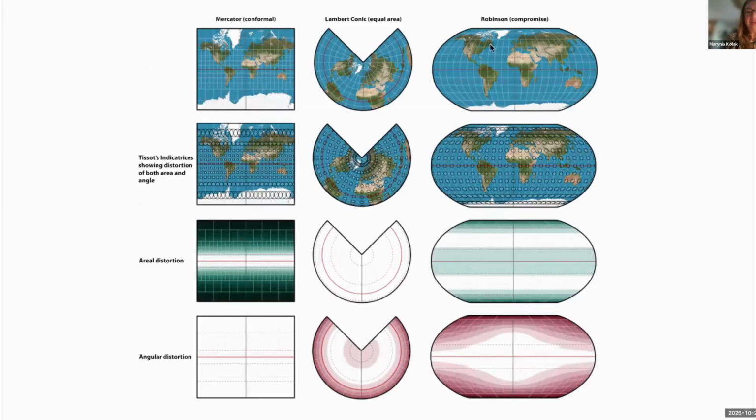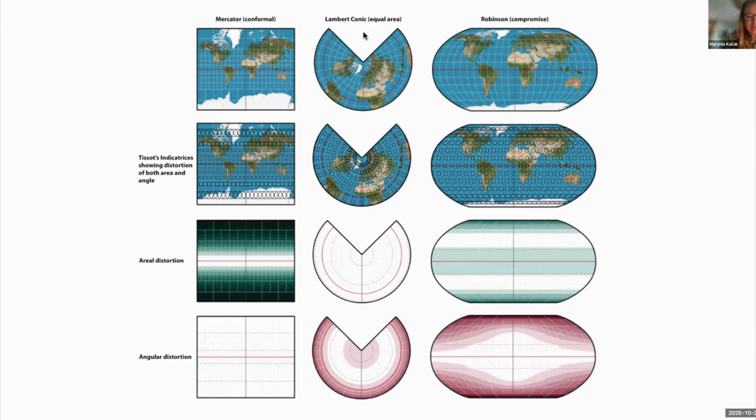So, for example, in the Robinson compromise projection, we can see that there's a lot of areal distortion at both of the poles, and then there's also tremendous angular distortion, not just at the poles, but spreading out across the rest of the surface. The only place that is going to have very little distortion on the Robinson projection will be if you're on the equator. And so here again, you can see that there are many other ways.